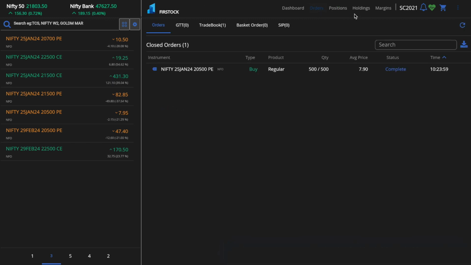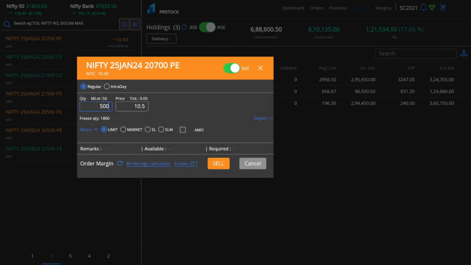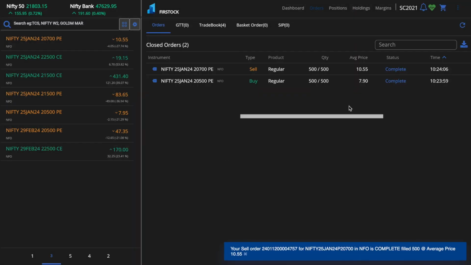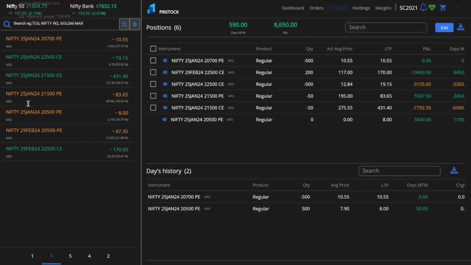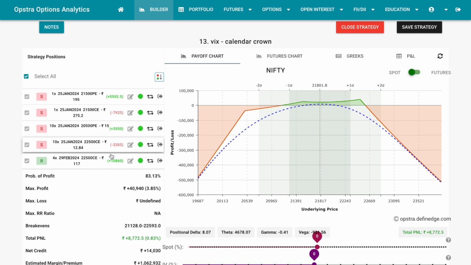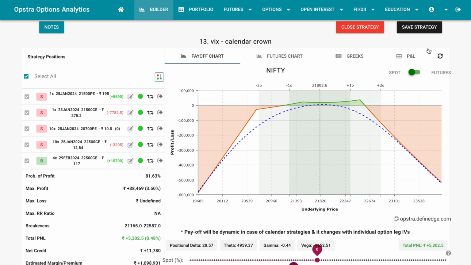Now I'm checking the orders. Yes, it is executed. What we'll do is just straight away go and sell 500 lots at 10.5, and that is also completed. Now we'll check the margins, which are very less. If the market reverses, we will be in a soup. Otherwise sorted, but it doesn't look like the market is going to reverse from here very soon, but still we are wary. So this has been sold, and we save this strategy.